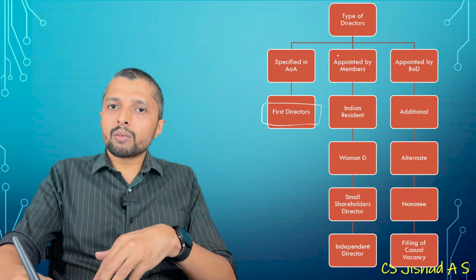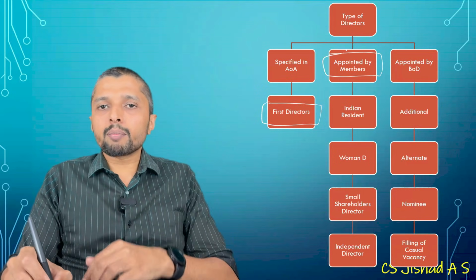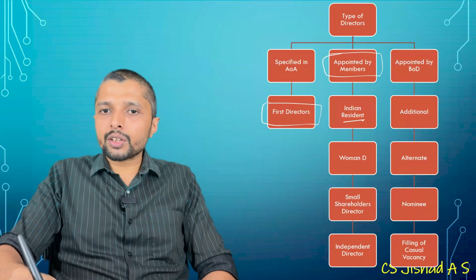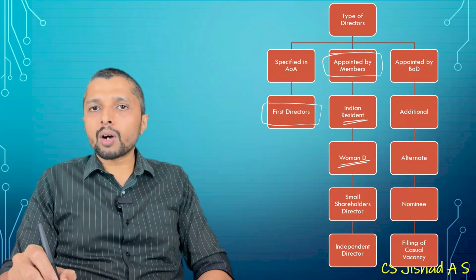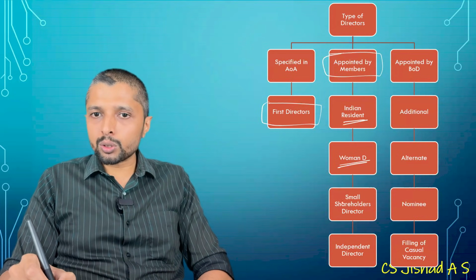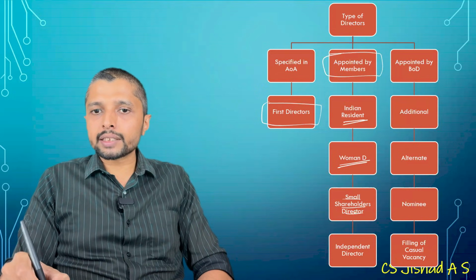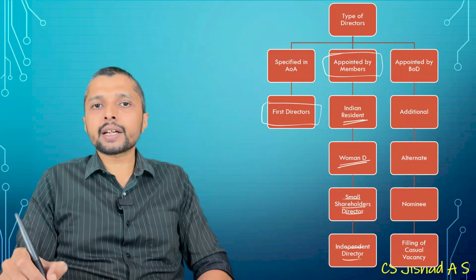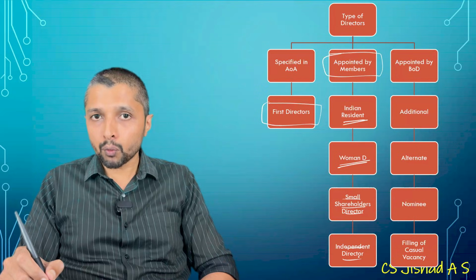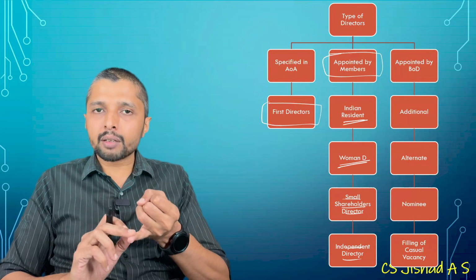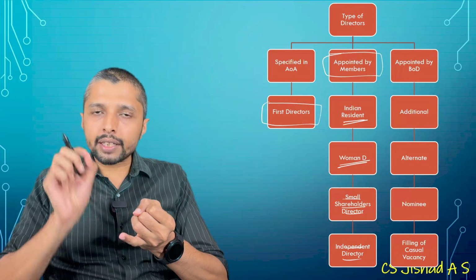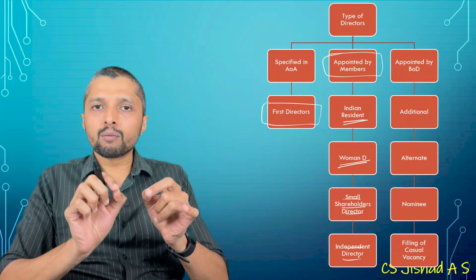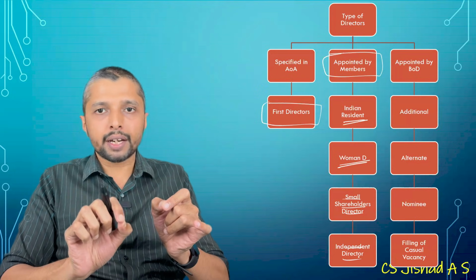So when you are discussing the directors who are appointed by members, you have: Indian resident director, section 149 subsection 3; woman director, section 149 subsection 1 proviso 2; small shareholders director, section 151; independent director, section 149 subsection 4. The Indian resident director requirement is applicable to every company. Every company should have at least one director who has stayed in India for 182 days or more in the financial year.